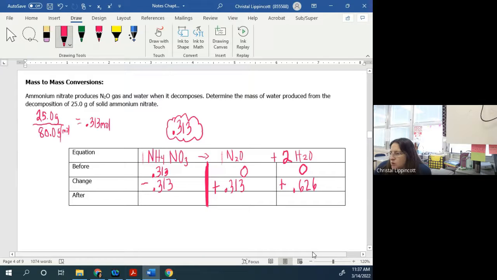This is where the coefficients come into play. All right, I won't have any of this left over. I will have made 0.313 of this and 0.626 of this.